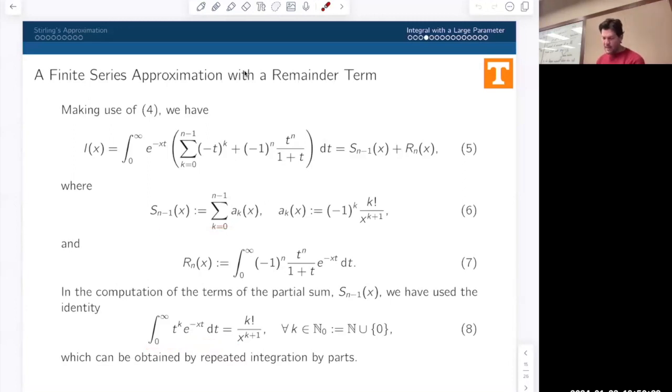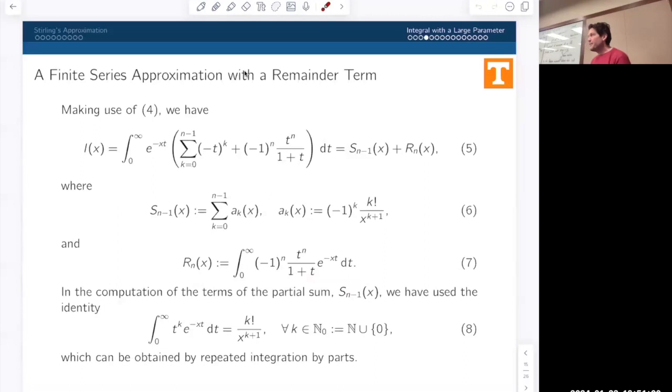Now the remainder term, I can't do much with that. That's the integral of the exponential function against this part. Can't really do much with that. So I'm just going to write it out, okay? Just put that in your pocket and save it for later. Okay, so that's exactly minus the integral from 0 to infinity of (-1)^n t^n over 1 plus t, e^(-xt) dt.